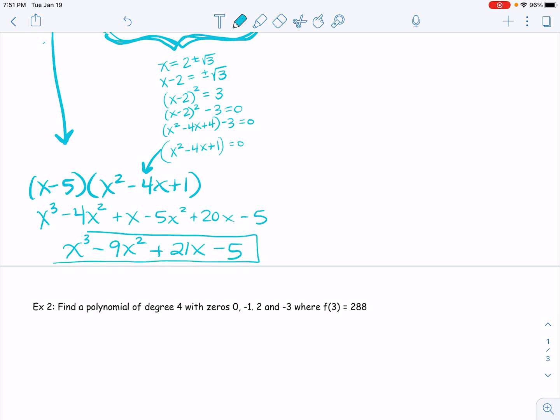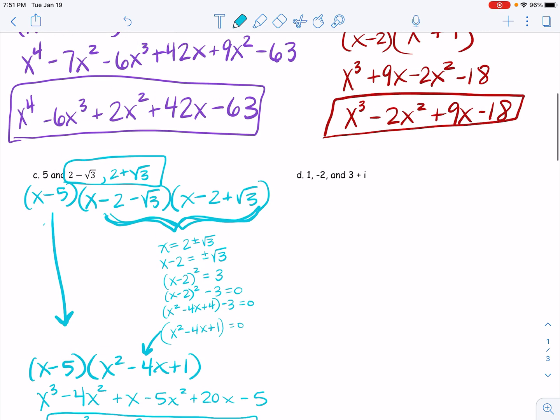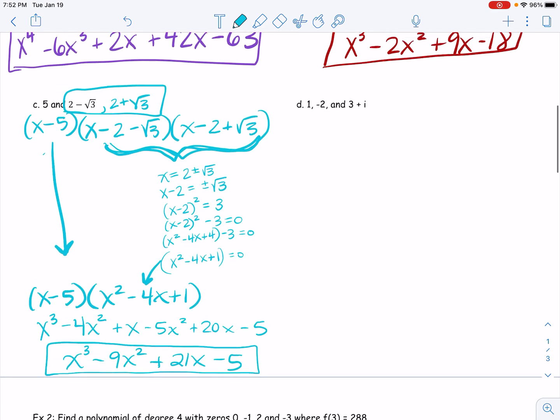Here's my polynomial, a leading coefficient of 1, degree of 3, and I see that I also have 3 zeros. 5, 2 minus root 3, 2 plus root 3. All of them are real. 2 of them are irrational, and the other is rational. Okay, let's try one more time.